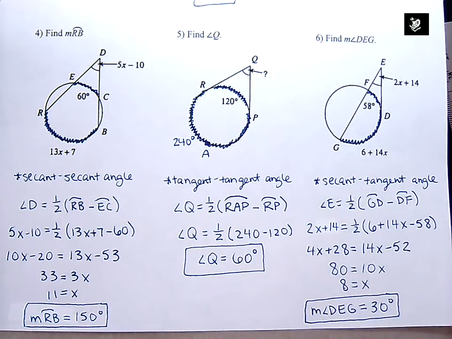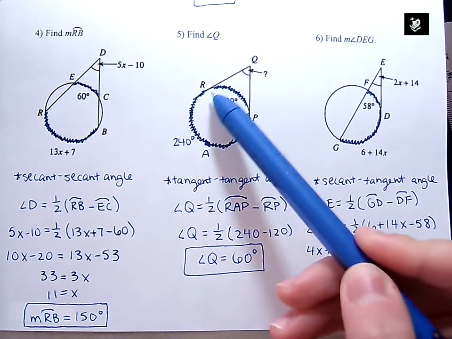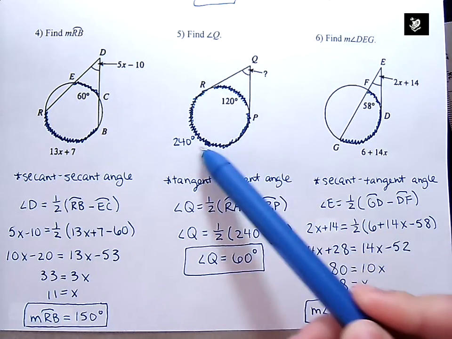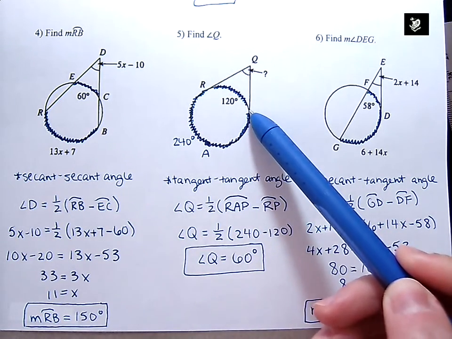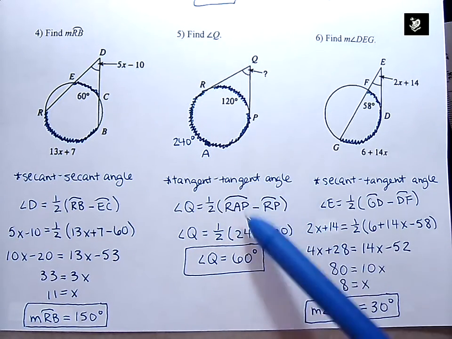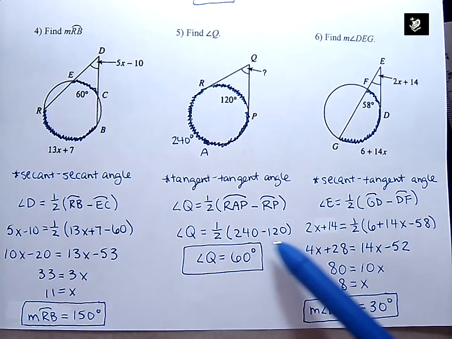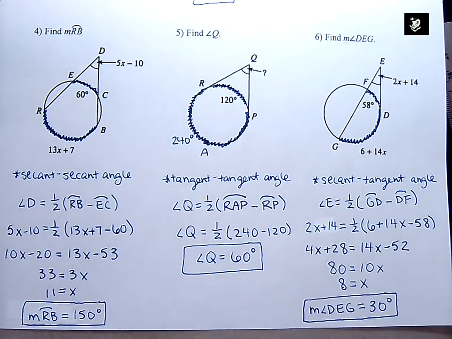For number 5, we know that if this is 120 degrees and there are 360 degrees total around the circle, that leaves 240 degrees left for the major arc. That's why I put this little point A in so that I could name it. So angle Q is equal to 1/2 major minus minor, and you end up getting that angle Q is 60 degrees.